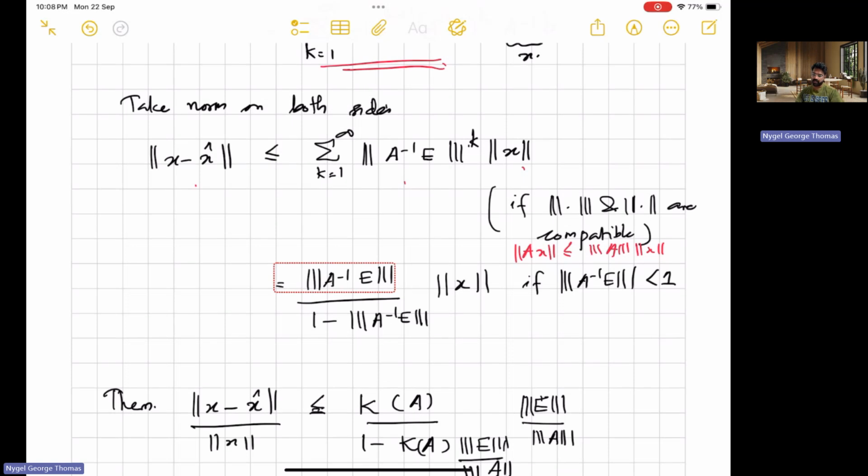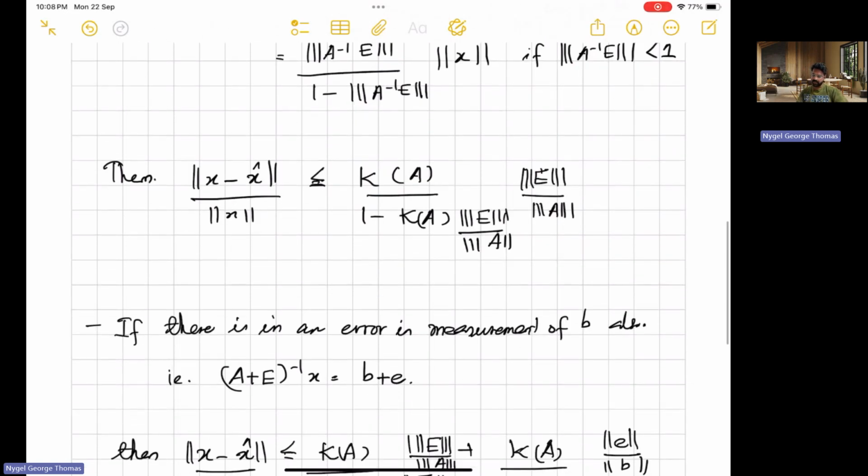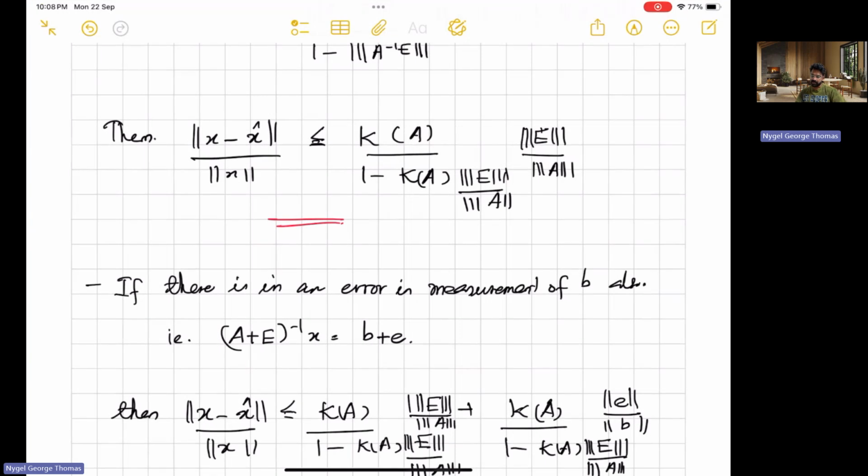So we can assume that they're compatible, and we apply sub multiplicativity and all those things. Then we use this infinite series, like in the previous case, where that will be norm of A inverse E divided by 1 minus norm of A inverse E, into norm of x. So the relative error here, norm of x minus x cap divided by norm of x, will be less than or equal to kappa of A, which is the condition number, divided by 1 minus kappa of A into norm of E divided by norm of A, multiplied with norm of E divided by norm of A.